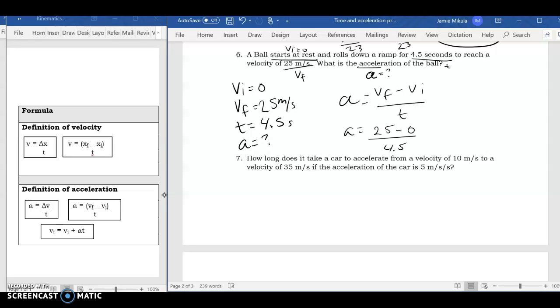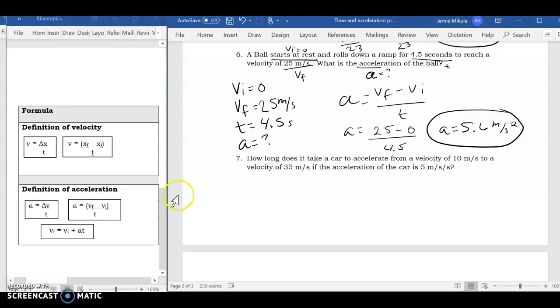So that's going to be 25 divided by 4.5 is 5.5. You can round that to 5.56. 5.6 is fine. A equals 5.6. Now it's meters per second, so acceleration is meters per second squared for my units.